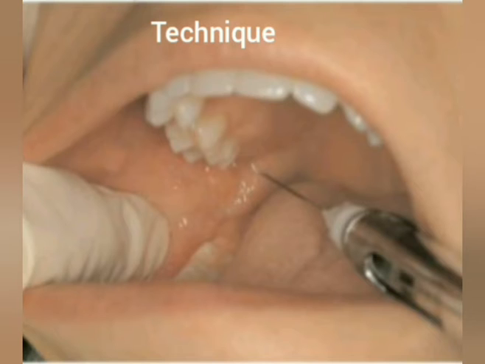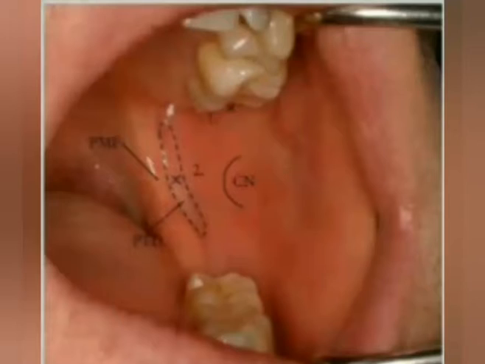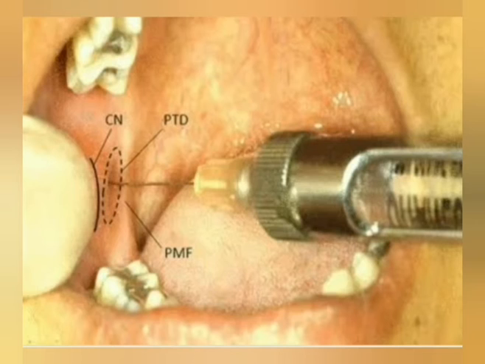A 25 gauge long needle is preferred. Area of insertion: mucous membrane on the medial side of mandibular ramus at the intersection of two lines, one horizontal representing the height of injection, other vertical representing the anterior posterior plane of injection. Target area: inferior alveolar nerve as it passes downward toward the mandibular foramen.